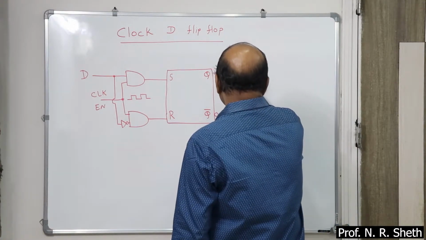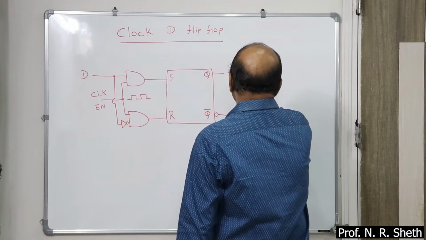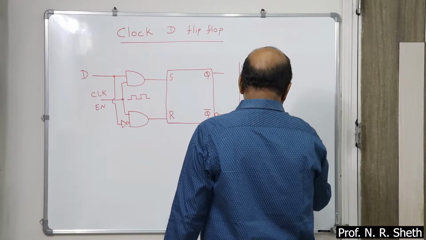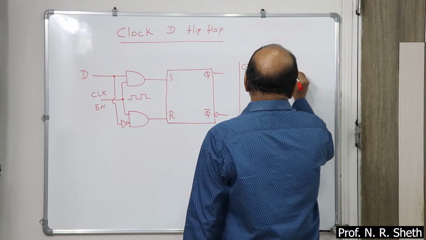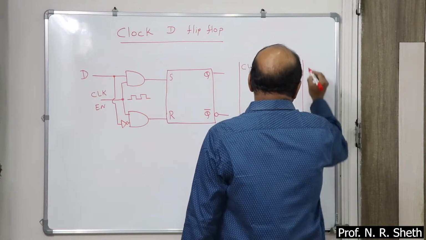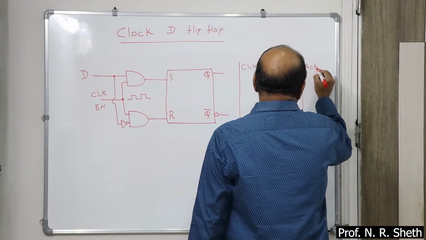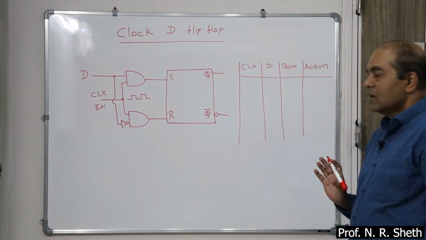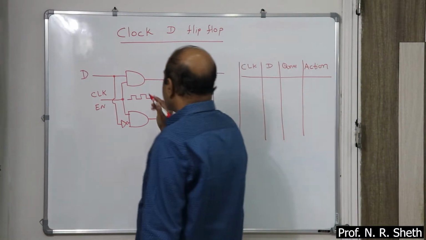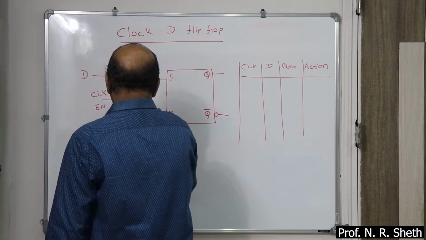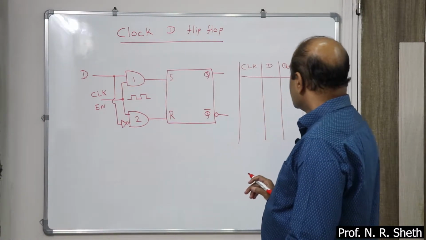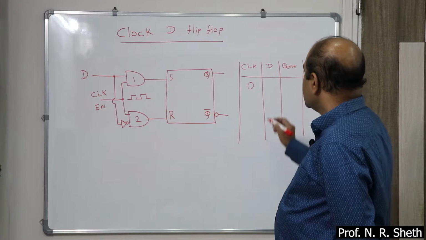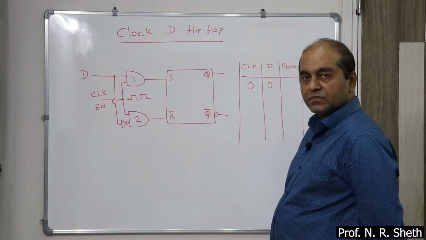So your truth table: clock, D, Q and action. Let's give the numbers 1 and 2. Suppose clock pulse is 0, D is 0, what happens?